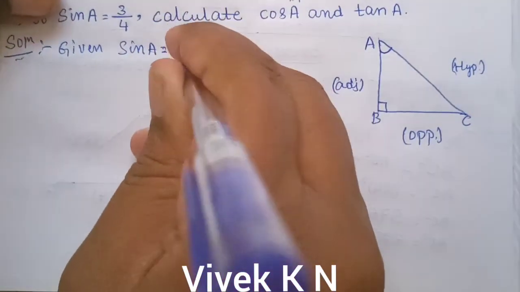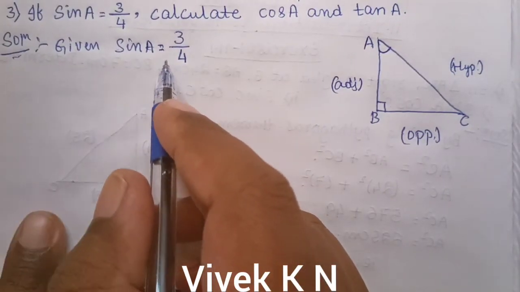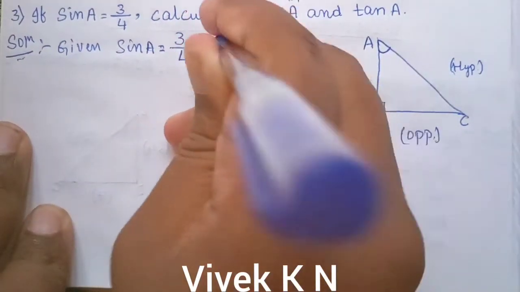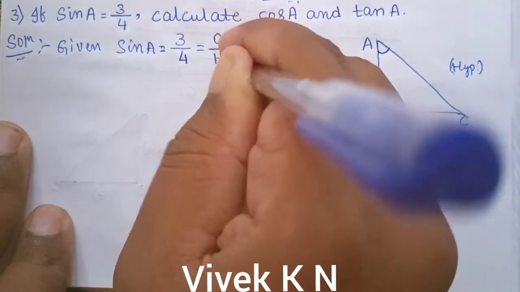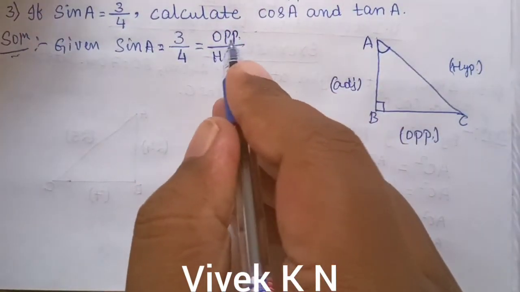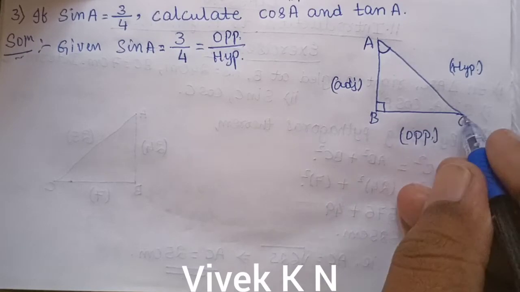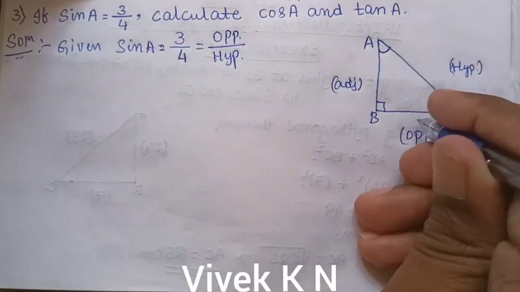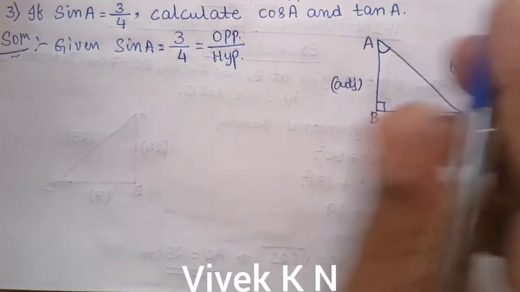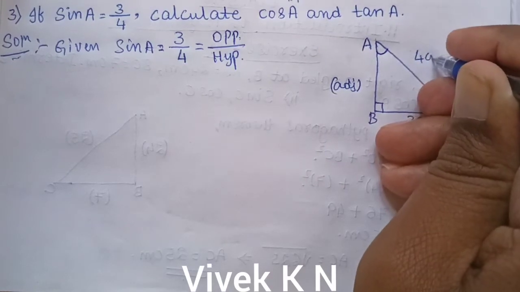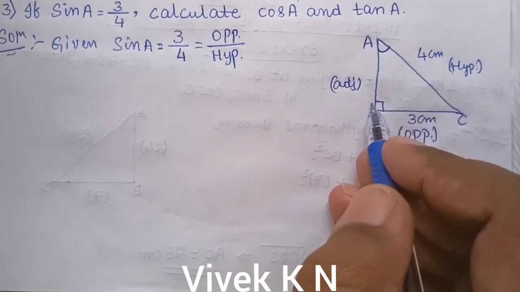We know that the definition of sin A is opposite by hypotenuse. Hence, the opposite side is having the value 3. That is, the value of BC is 3 centimeter. And the value of hypotenuse is 4 centimeter. Now we have to calculate the value of the side AB.